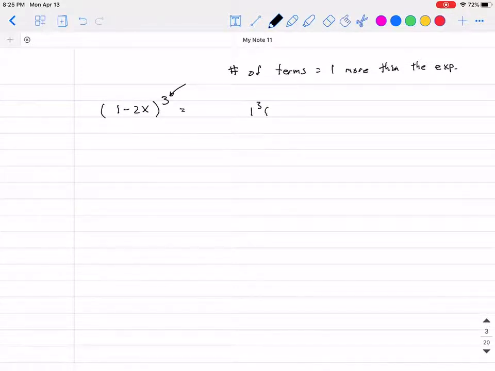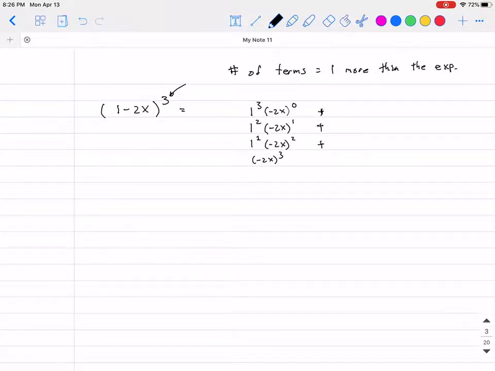So this is what you're supposed to have then. You have 1 raised to the third, and then you have negative 2x raised to the 0 power. Then we have 1 squared times negative 2x raised to the first power. Then we have 1 to the first power times negative 2x squared. And then finally, we have negative 2x raised to the third power. All of these are going to be the monomials that we're going to have to add up in order to get our binomial expansion. So those are going to be the variable parts.